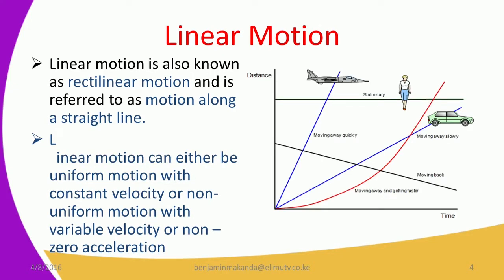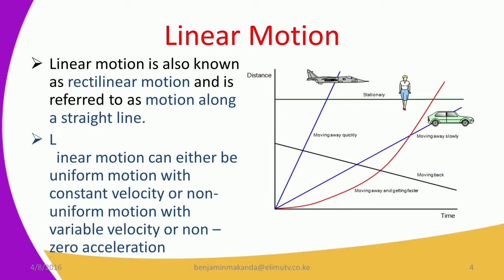Now, let's use this diagram here to understand the definition of linear motion and what we mean by non-zero acceleration or constant velocity. So, looking at this graph here is a graph of distance against time. Let's look at the blue lines. The blue lines are starting from the origin of the graph and they show that these objects are moving at a changing speed. The speed is changing with the time. For example, the aircraft over there is moving with changing speed because speed is given by distance divided by time.